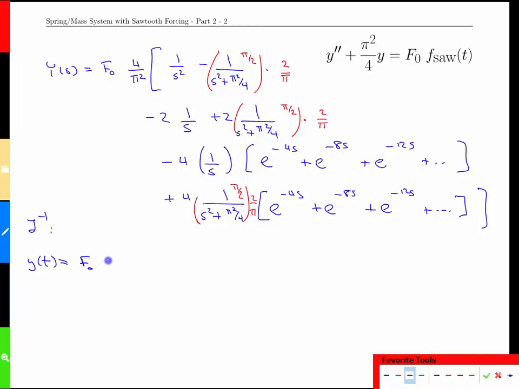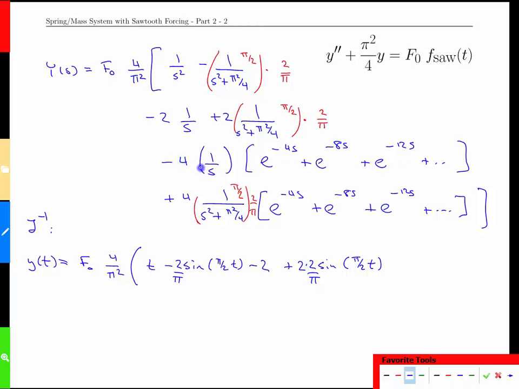So it'll be F0, 4 over pi squared, times, what have we got? That's the transform of t. This is the transform of sine pi over 2 t. And it's going to have a multiplier of 2 over pi. Then we're going to have a minus 2, then a plus 2 sine pi over 2 t times 2 over pi. That completes those 4 terms there, all written out here.